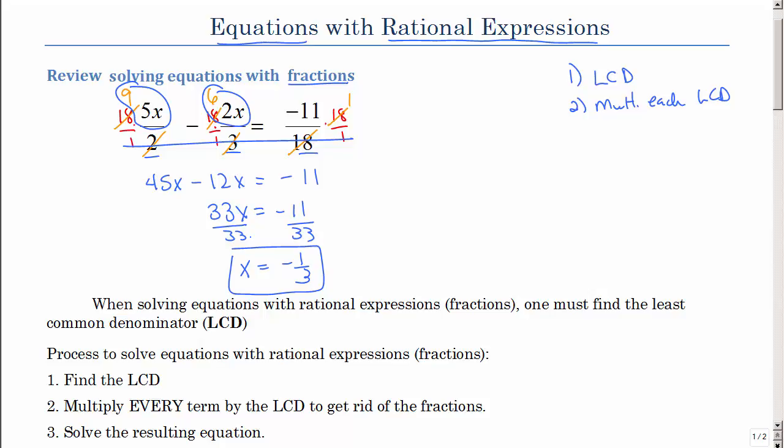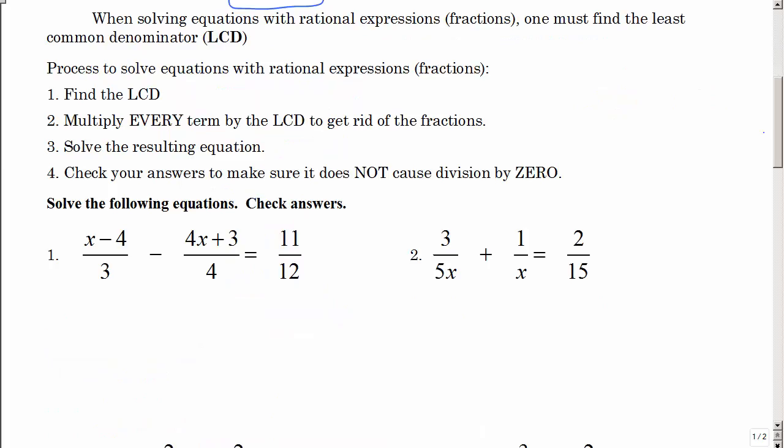We're going to be doing that same thing, except our denominator might have some variables. So when we're solving our equations with rational expressions, or those fractions, we're going to do exactly what we did at the beginning of the semester. We're going to find that least common denominator. We're going to multiply every term by the least common denominator to get rid of those fractions. Then we're going to solve. But now we have to check, because some of those variables are in the denominator, and we cannot divide by 0. So we've got to do some checking here, not to check if our work is correct, but to make sure that we're not dividing by 0.